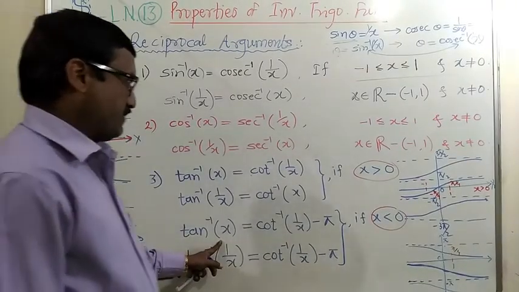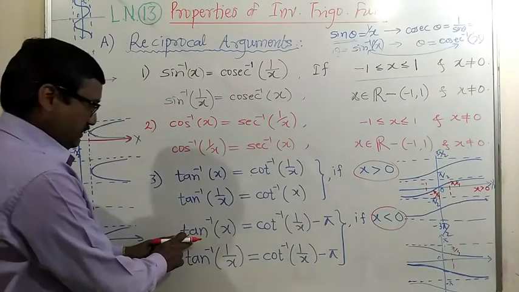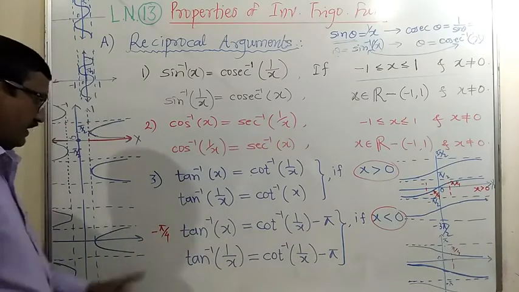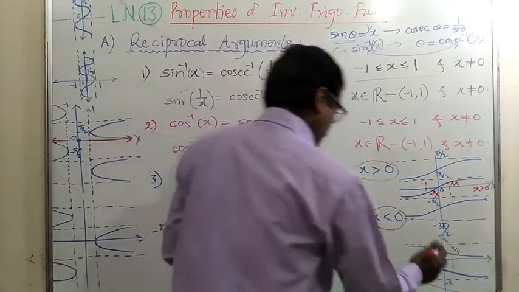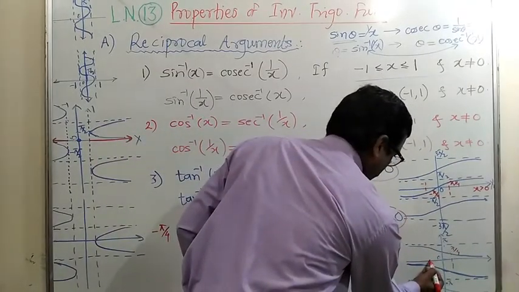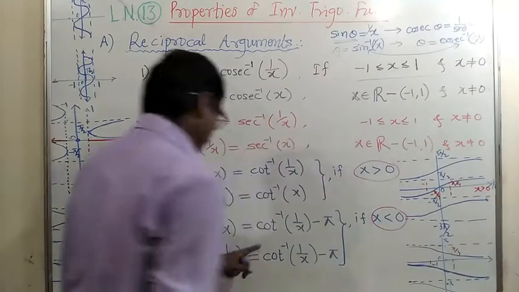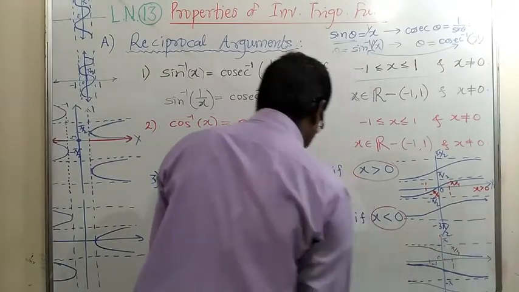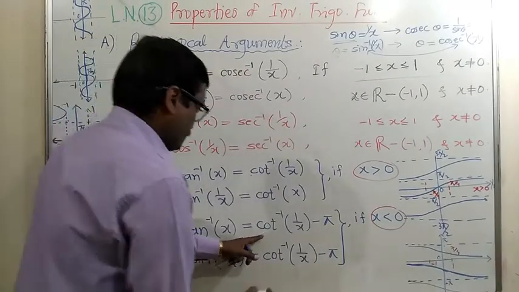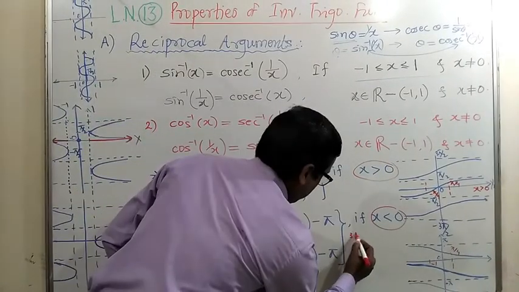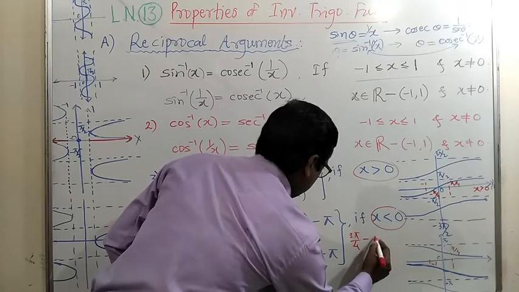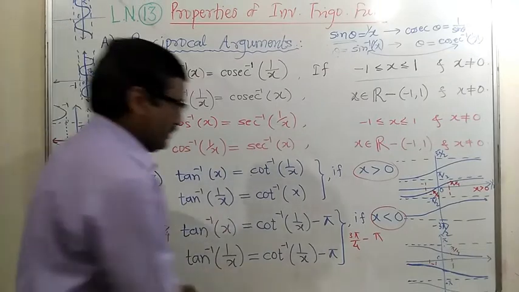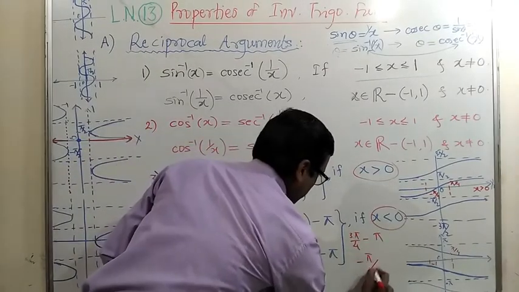Minus pi by 4. So tan inverse of minus 1 is minus pi by 4, and for the same, when x equals minus 1, cot inverse of 1 upon x will be plus pi by 4. This will be 3 pi by 4, and minus pi. So 3 pi by 4 minus pi will give us once again minus pi by 4.